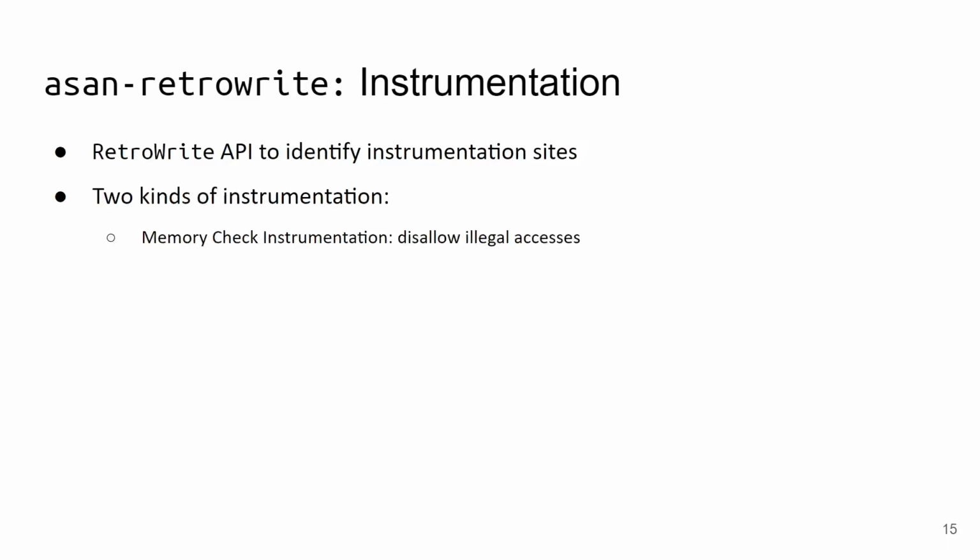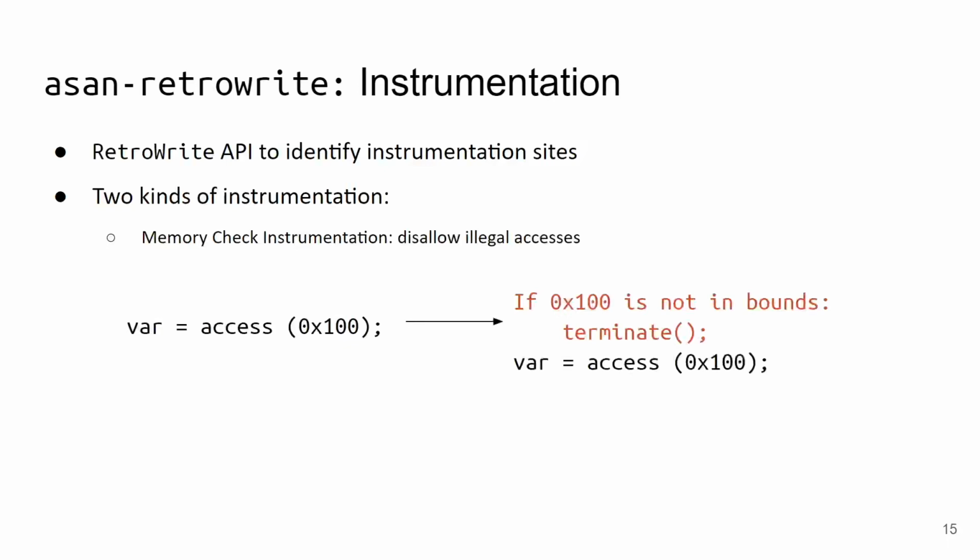ASAN RetroWrite uses the RetroWrite API to identify two kinds of instrumentation sites. One, every memory access instruction is instrumented to check if the access is within an allocated region. If the access is not within the bounds of any allocation, the application is simply terminated and a detailed backtrace is provided for debugging purposes. Next, every memory allocation site is instrumented to track the allocated bytes. The specific instrumentation depends on the region in which the memory object is allocated.